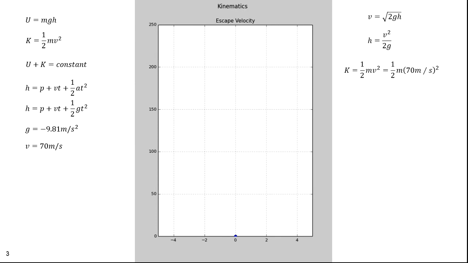Here's the formula for kinetic energy. At the start of this trajectory, the kinetic energy is greatest. If we want to know the total energy of the ball, we'd start with the potential, where the potential energy is 0. The velocity is 70 meters per second.